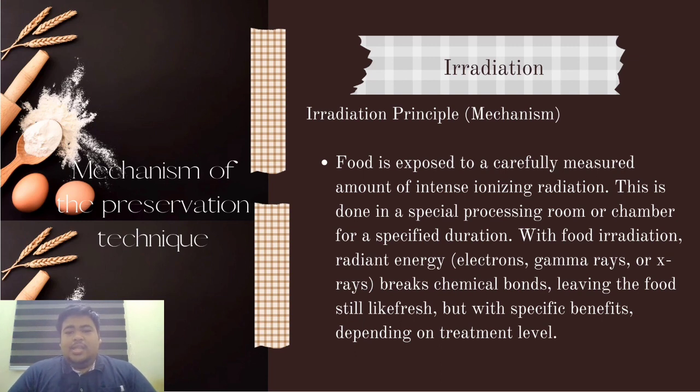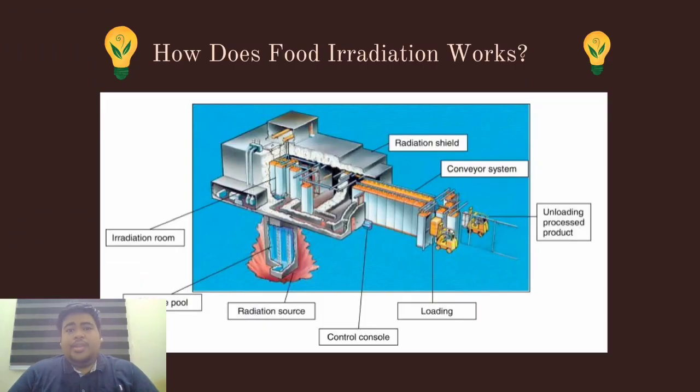With food irradiation, the radiant energy, which can be in the form of electrons, gamma rays or X-rays, will break the chemical bonds, leaving the food still like fresh but with specific benefits depending on the treatment level. Now we will discuss how food irradiation works. Food irradiation will take place in irradiation facilities. In irradiation facilities, there are a few parts that we need to know.